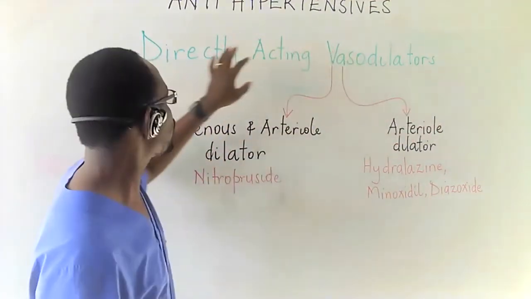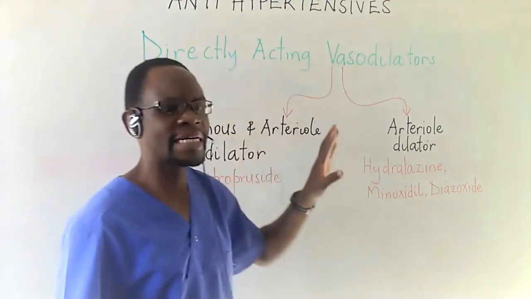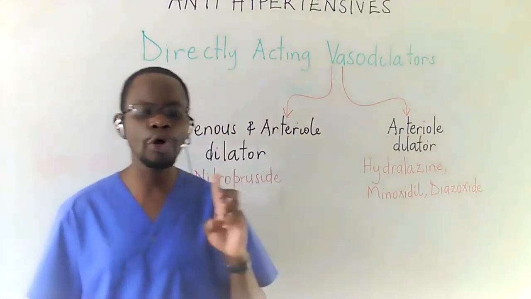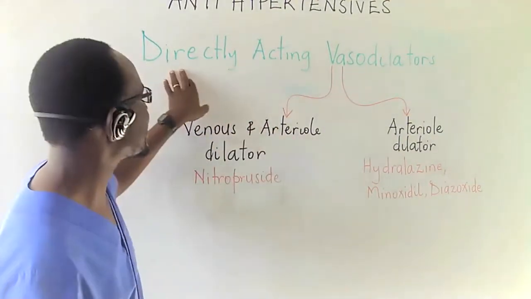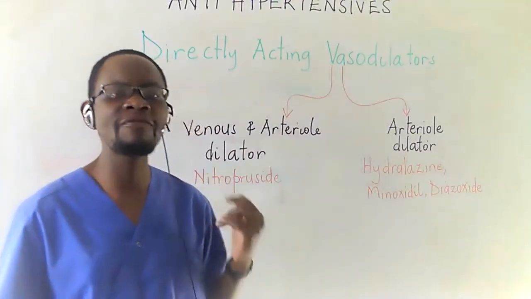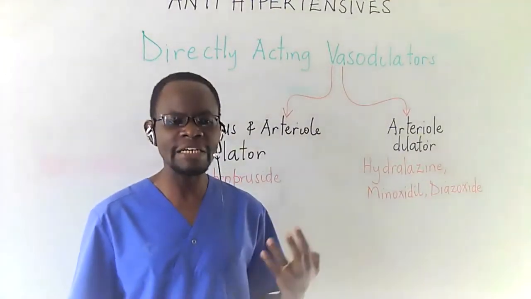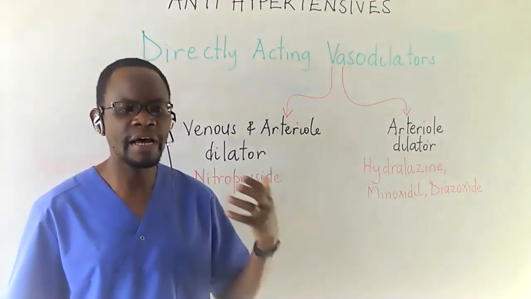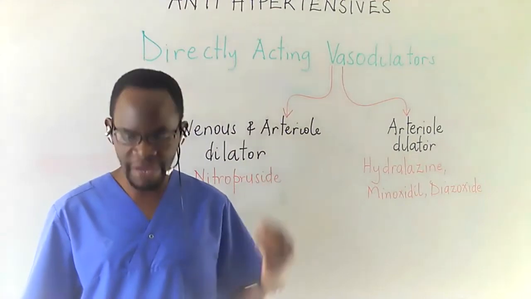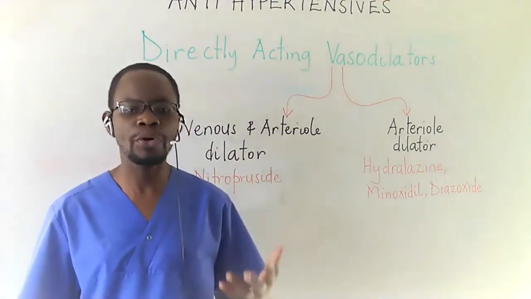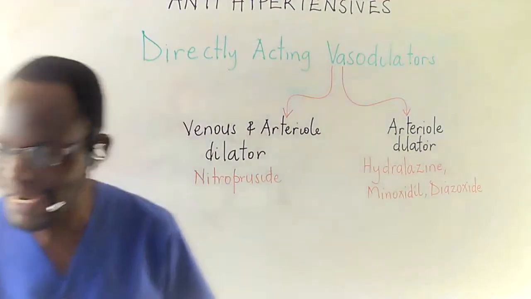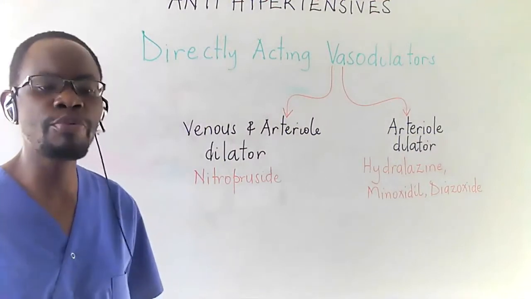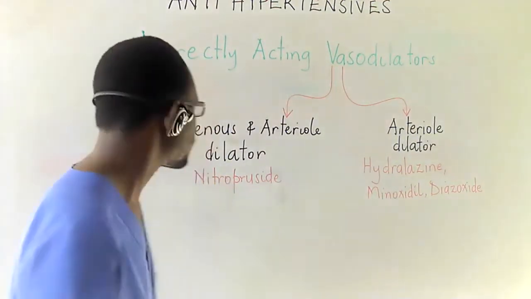Now, you should know that these drugs do not basically affect the sympathetic nervous system. They cause direct vasodilation. In other words, they have to do with the ion conductivity within the vessels, whether the veins or the arterioles. So let us look at how these basically bring about vasodilation.